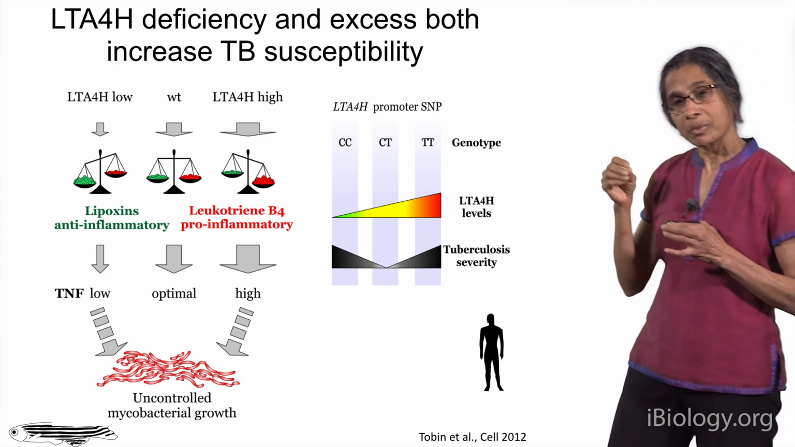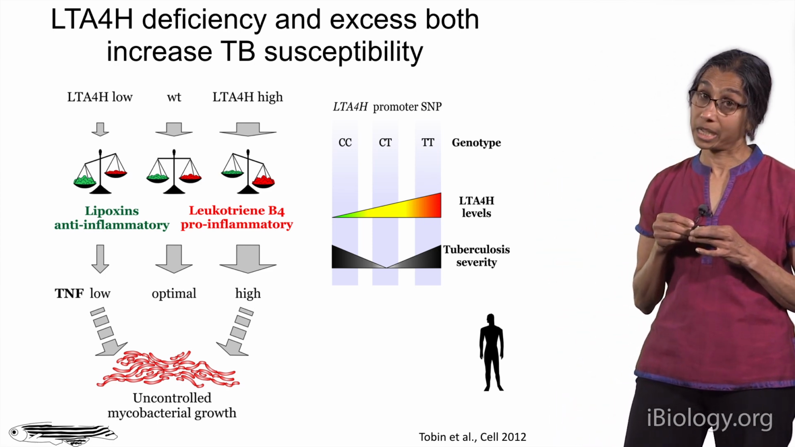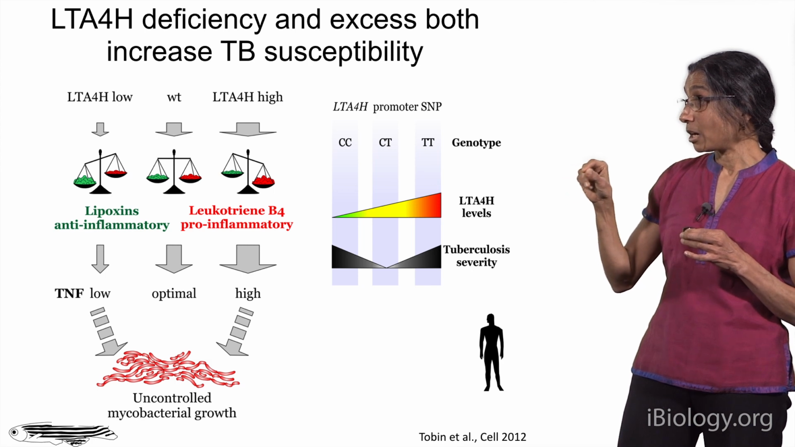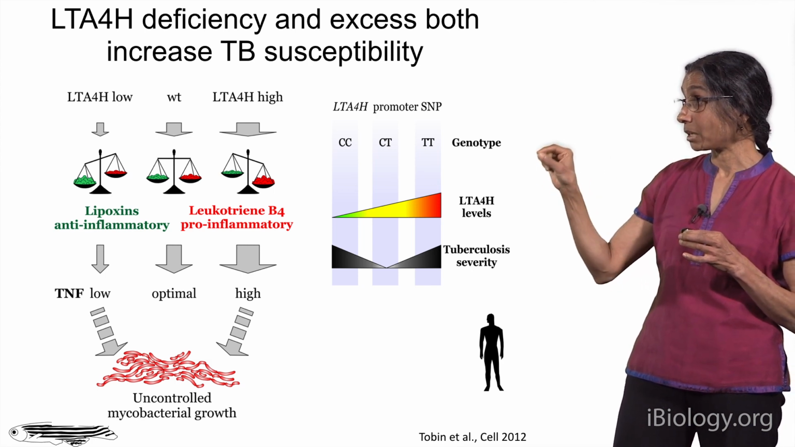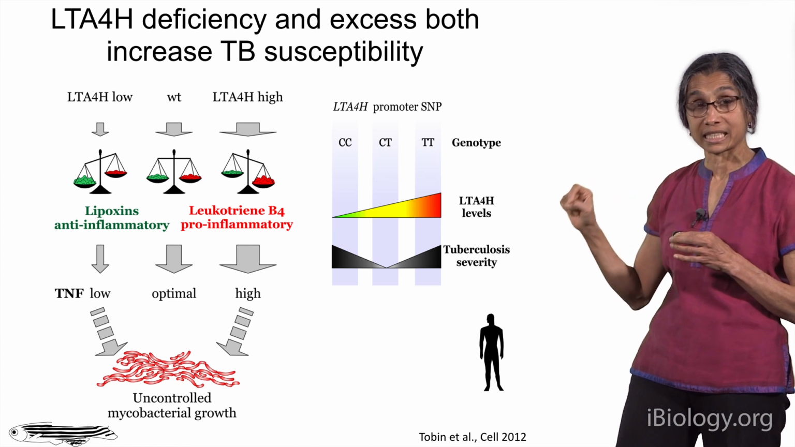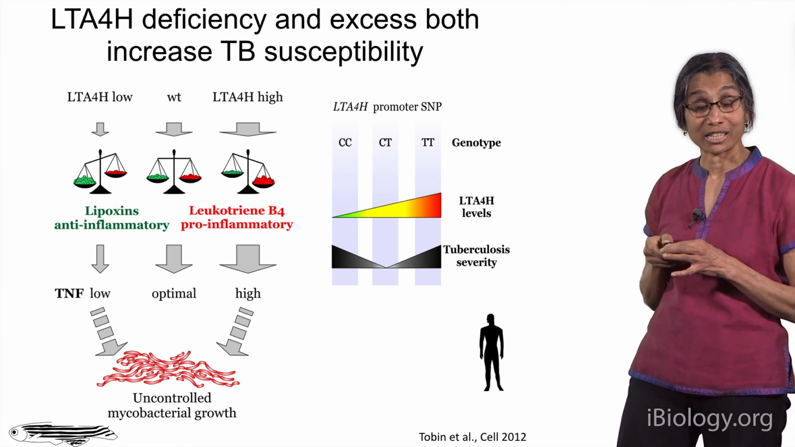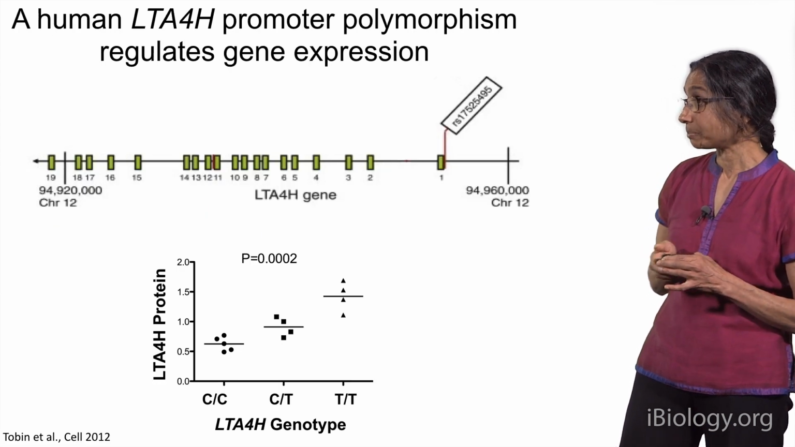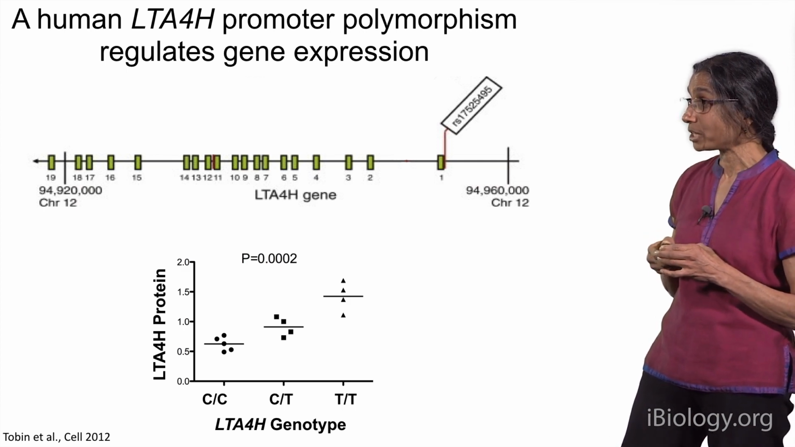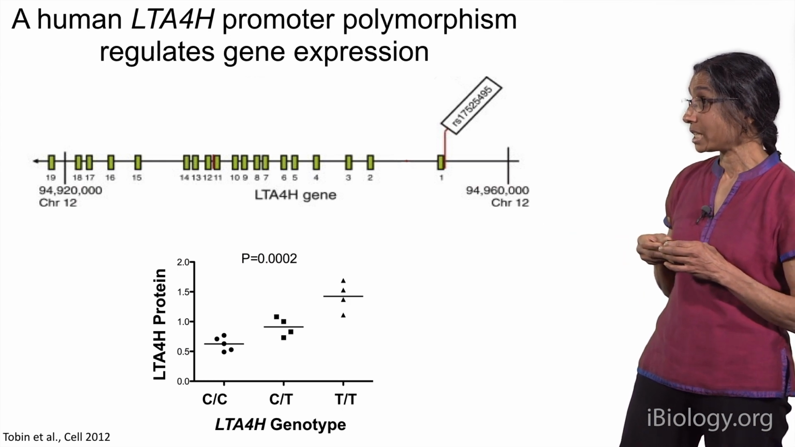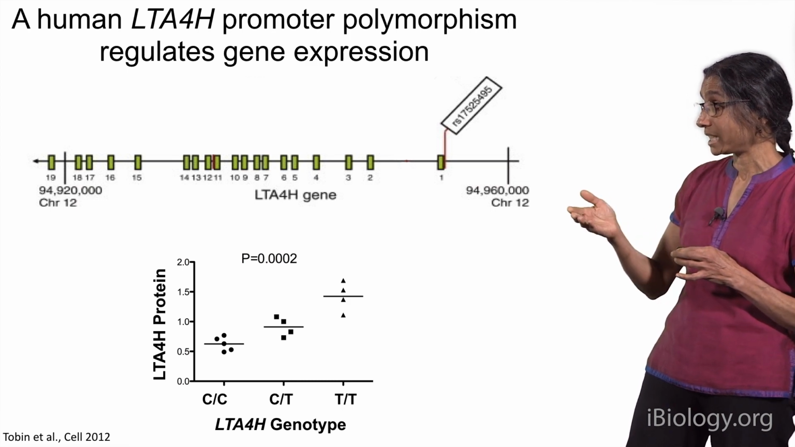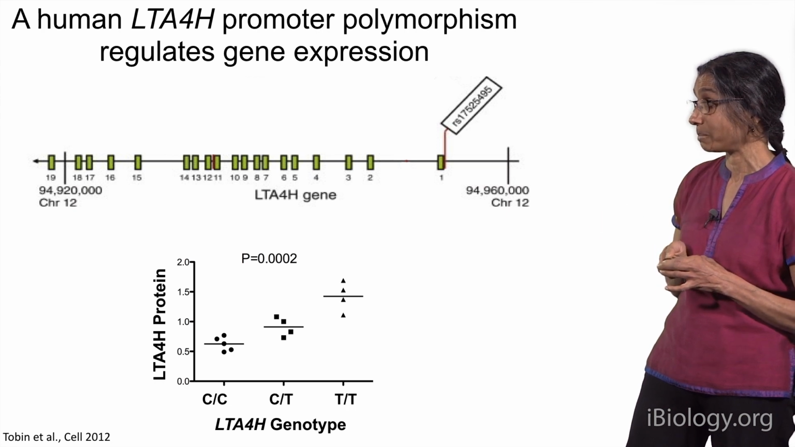And then when he went and looked at a cohort of TB patients in Vietnam with the help of a number of collaborators, he was able to show that TB severity was associated with the levels of leukotriene exactly as you would predict from the fish. The CCs and the TTs were susceptible, and the CTs were relatively protected. So let's have a look at the data. On the top there, you've got the variant that David found. And you can see that in normal controls, this variant is associated with varying levels of protein, as you would predict. The CCs make the least, and the TTs make the most, with the CTs being in the middle.